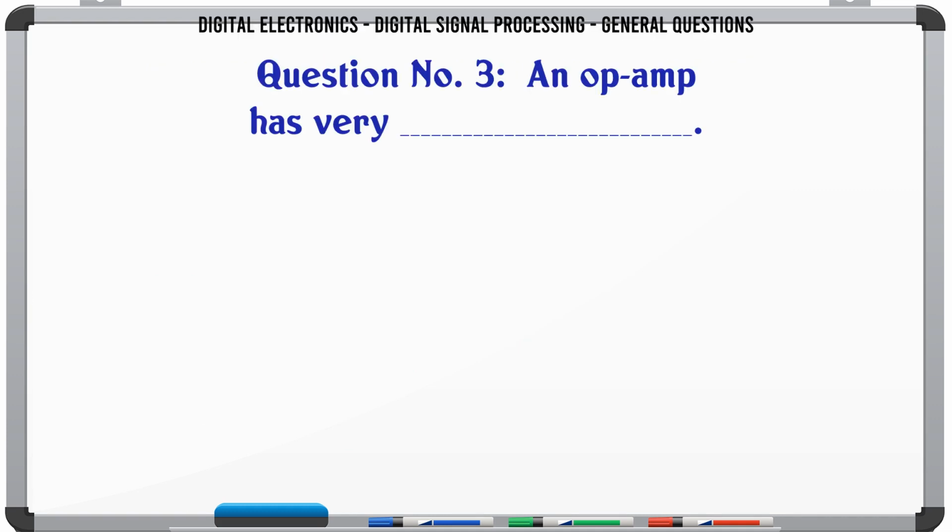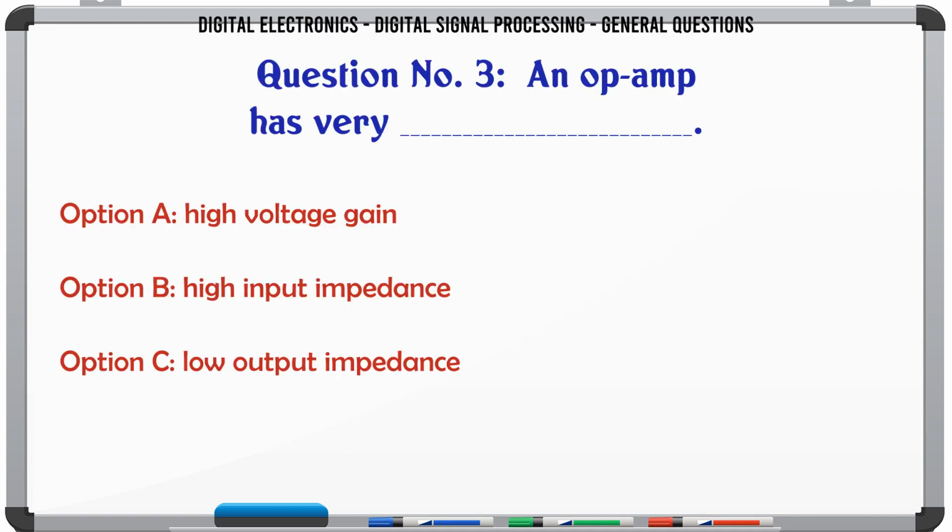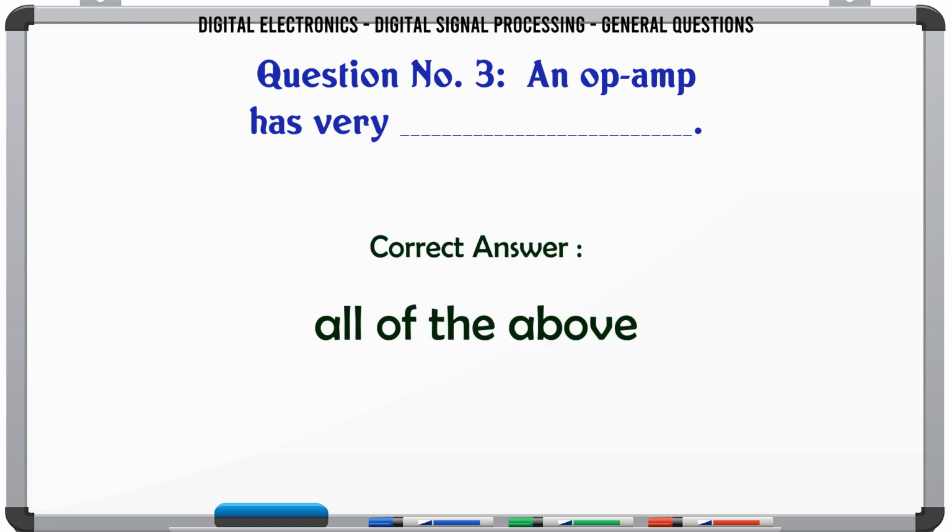An op-amp has very A. High voltage gain, B. High input impedance, C. Low output impedance, D. All of the above. The correct answer is all of the above.